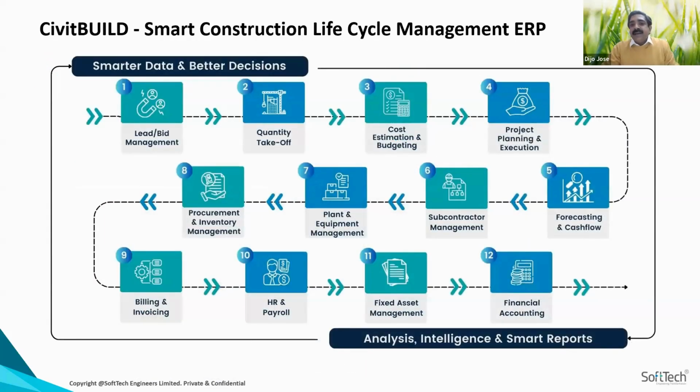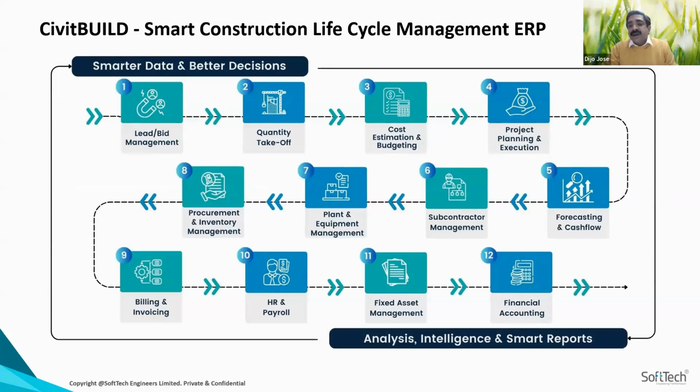As you can see on the slide, this is the process flow, as we all agree, that happens in any contracting organization. It starts from your bid, your quantity takeoff. It can be from a ready-made Excel sheet received from your consultant or from a contractor, or it can be a BIM model. That's what we are going to demonstrate today: how the BIM model quantity takeoff can be enabled, and it is tightly integrated with the CivitBuild application.